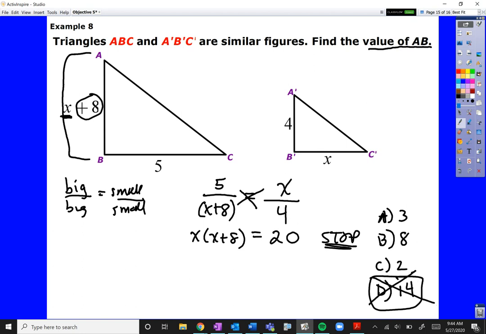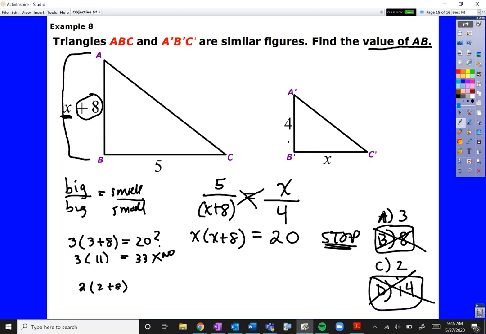Same thing, 8 plus 8 is 16 times 8. Oh my god, you're going to get a number in the hundreds. So no, it's going to come down to either 3 or 2. So plug in 3. 3 plus 8, does that equal 20? 3 times 11 is 33, so it does not work out. So it must be 2. Let's just test it. 2 times 2 plus 8, does that equal 20? 2 times 10 does equal 20, so it checks out.